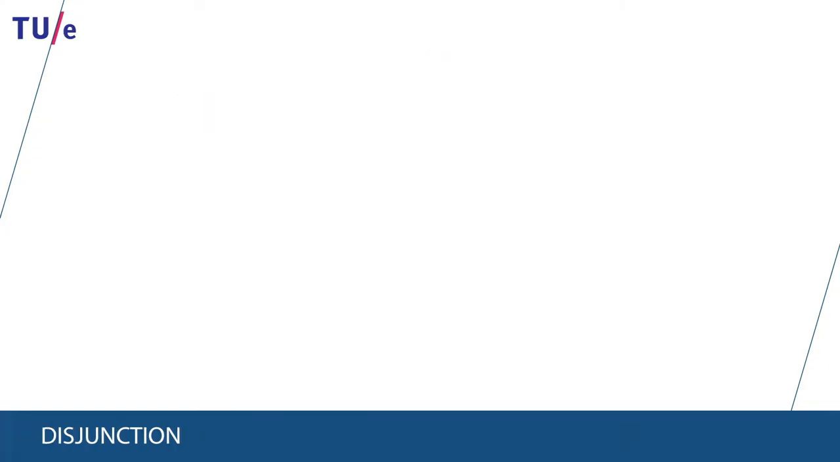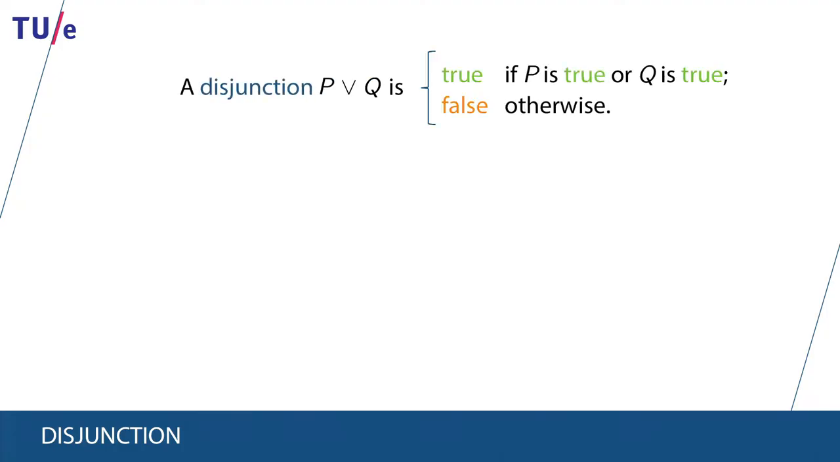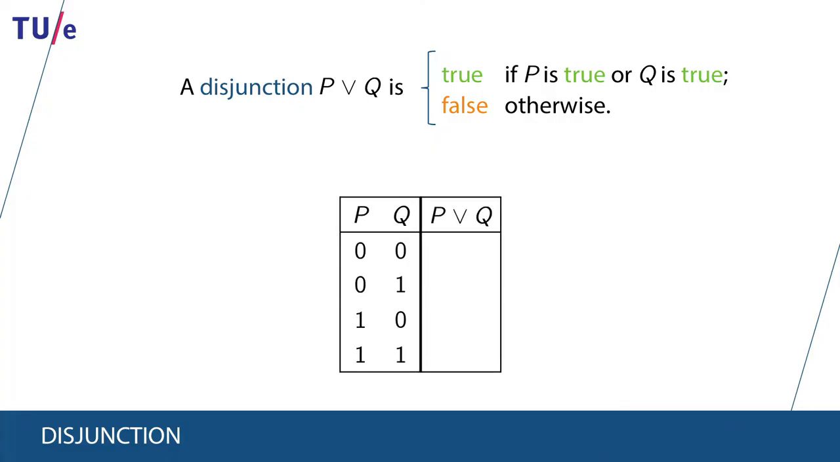We proceed to discuss the meaning of disjunction. Intuitively, the disjunction P or Q should return true if P returns true or Q returns true, and false otherwise. Let's try to fill a truth table for disjunction on the basis of this intuitive description. From the intuitive description, it's clear that if both P and Q are false, then P or Q should be false too. Furthermore, if one of P and Q is true and the other is not, then the disjunction should be true.